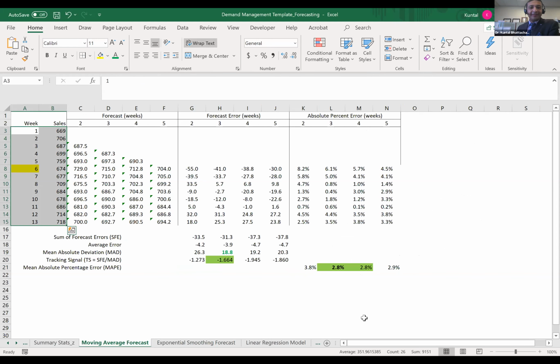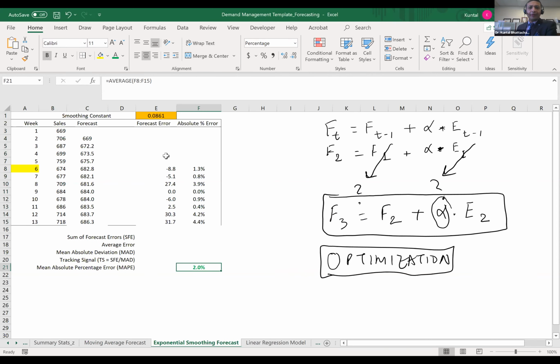So that is the difference. All we have done is we have used the power of Excel in this case, and this can be done using any other optimizing software, to come up with a specific value of the smoothing constant that we would use in the exponential smoothing model, that would in turn minimize my mean absolute percentage error.